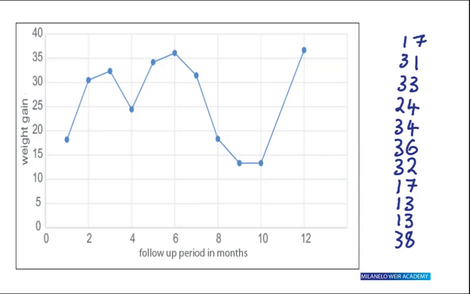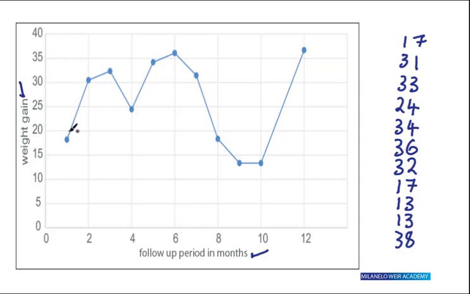This graph shows weight gain plotted against the time in months. This is the follow-up period in months. So what do we see? This is the change in weight, right? And here we have plotted weight gain versus time in months every 2 months, right? Every 2 months.